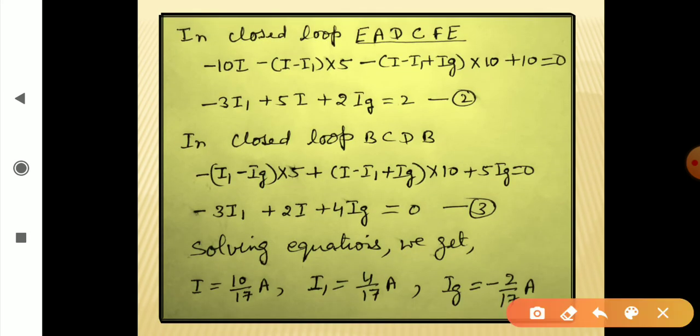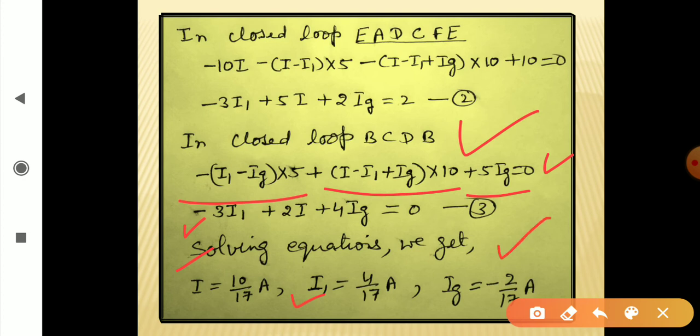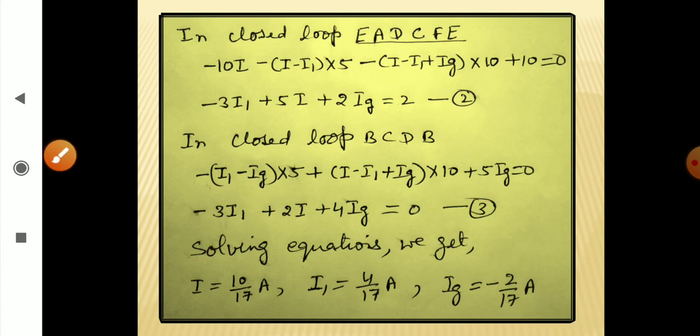So in closed loop BCDA, you get minus (I1 minus Ig) into 5 plus (I minus I1 plus Ig) into 10 plus 5Ig is equal to 0. Simplifying it, we get this much. And then solving these three equations, we get I is equal to 10 upon 17 ampere, I1 is equal to 4 upon 17 ampere, and Ig is equal to minus 2 upon 17 ampere. So you already know how to solve equations. You must learn to make equations using Kirchhoff's rule.